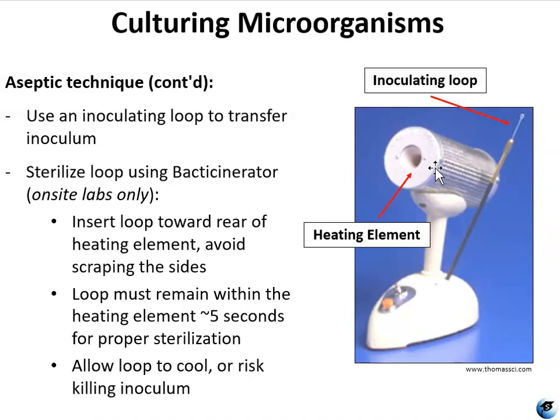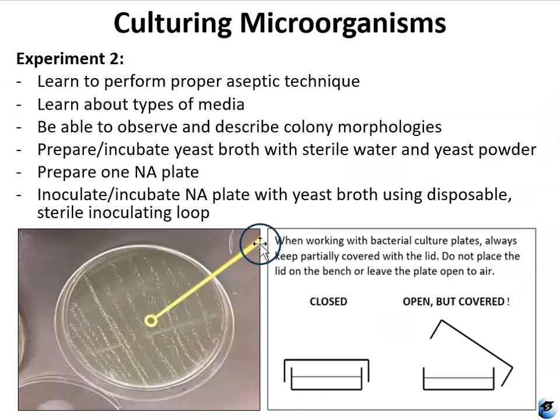For the online labs, though, you're going to be using disposable loops instead of a metal loop and bacti-incinerator. So they're going to look something like this. These loops are made out of plastic and they've been sterilized before you get them. They'll be in little pouches. And as long as you keep that pouch zipped up when you're not using it, you should be good. They'll stay sterile. You use one and then you dispose of it immediately.